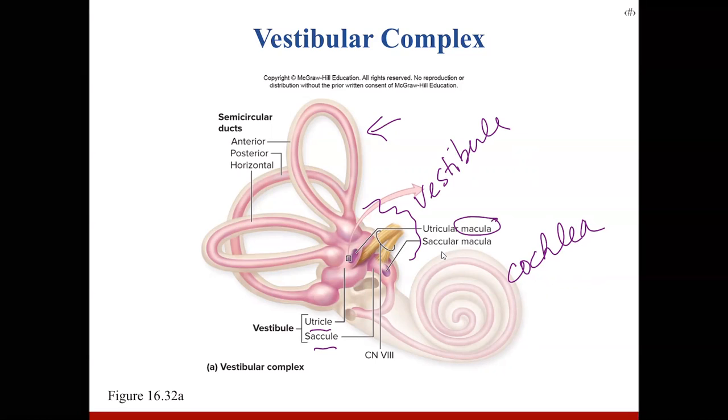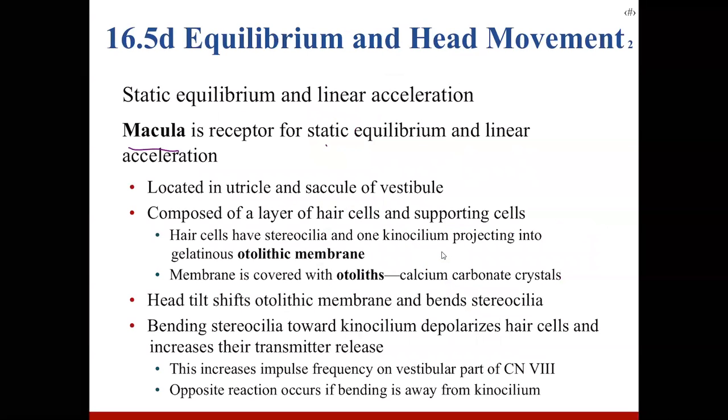Okay, and they're going to detect if you're moving forward and your head is still, or if you're moving your head. What's in there are hair cells and supporting cells. The hair cells have stereocilia, so little cilia, and then a longer cilia. What it projects into is a membrane that's kind of jelly-like, so think of Jell-O, right? It's called the otolithic membrane. In that otolithic membrane, there are crystals made of calcium carbonate, and those crystals are called otoliths.